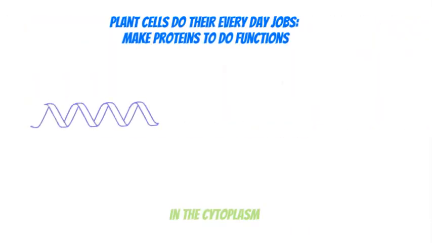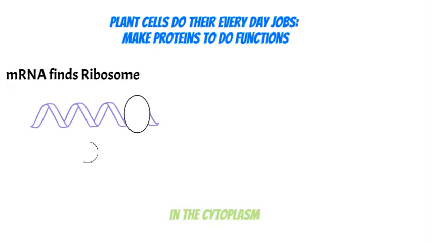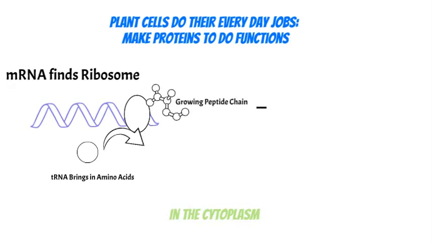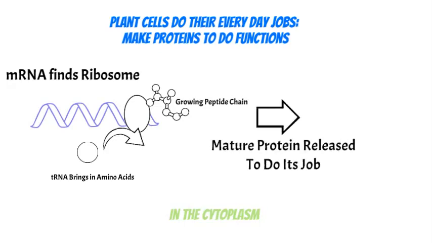Once in the cytoplasm, the messenger RNA finds a ribosome and begins the process of translation. Transfer RNAs bring in the correct amino acids and peptide bonds form between them, creating a growing peptide that will become the mature protein. That protein will eventually be released, moved to the Golgi body, and delivered in a vesicle to where it can do its job.